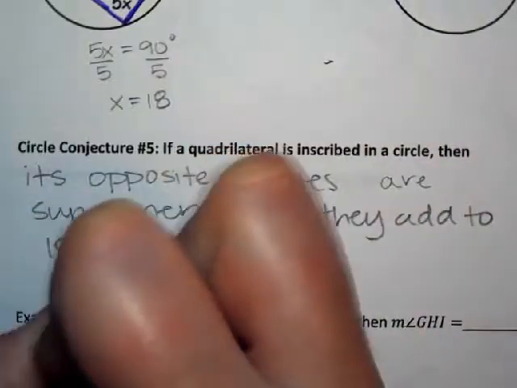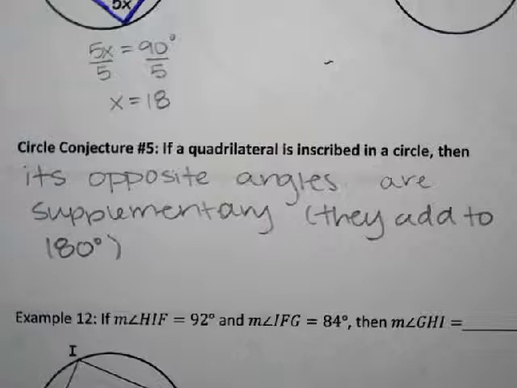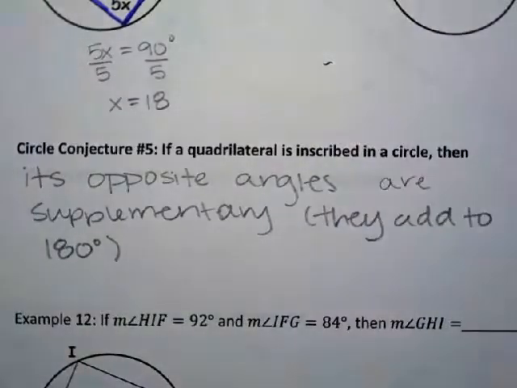So circle conjecture number 5 is yet another extension of circle conjecture number 2. So basically we have learned two things. We have learned that the central angle is the same as the arc. The angle that is in the center of the circle is the same as the arc on the outside of the circle. The second thing we've learned is that if you have an angle that is made on the edge of the circle, then the arc is double the measurement of the angle.